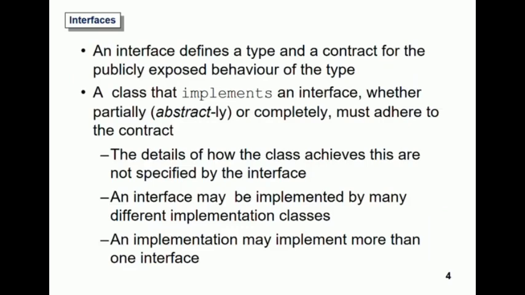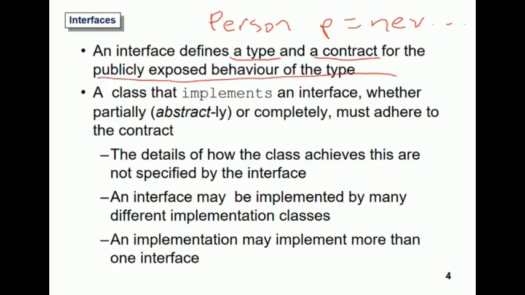So an interface essentially defines a type and a contract. So when you create an interface, even though it has no implementation, you are providing a type which can be used. So for example, person can be an interface and you can do this: Person p is equal to new something. Okay, so you can do that. You are declaring a type. So it defines a type and a contract for the publicly exposed behavior of that type.